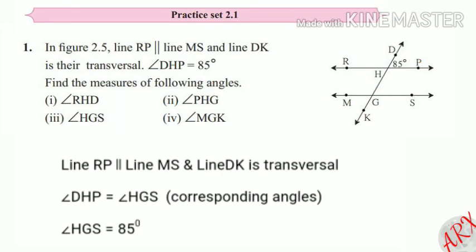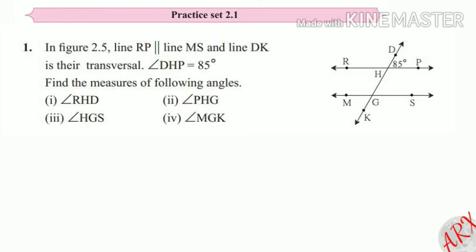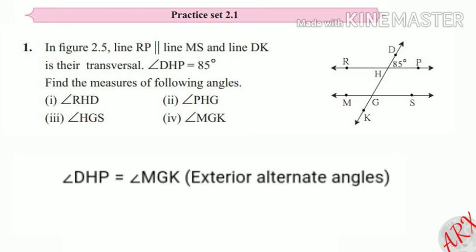Now we will move on to fourth, angle MGK. If we observe, angle MGK and angle DHP are exterior alternate angles, hence they are congruent. Angle DHP congruent to angle MGK, that is 85 degrees.